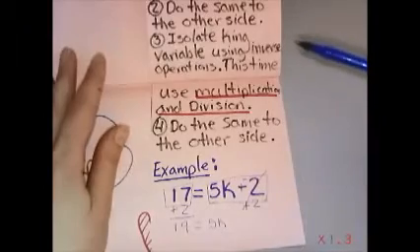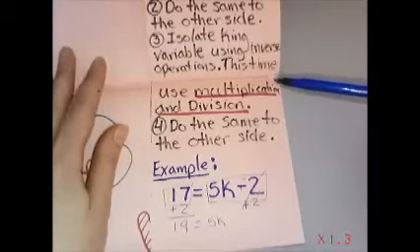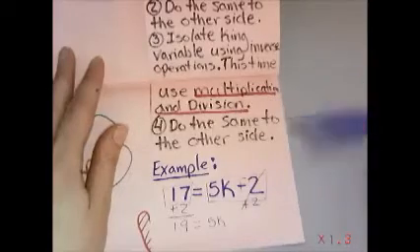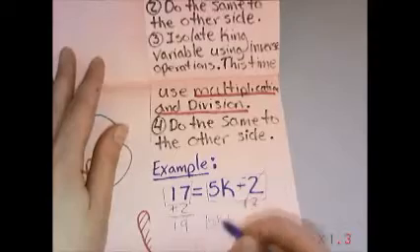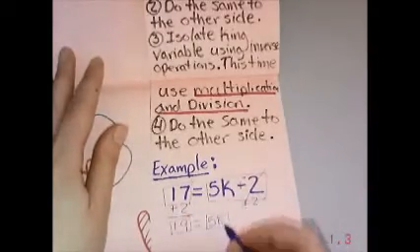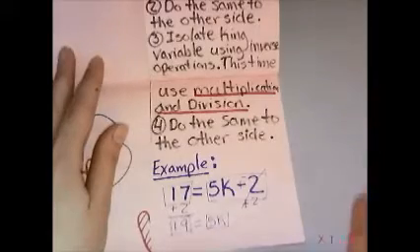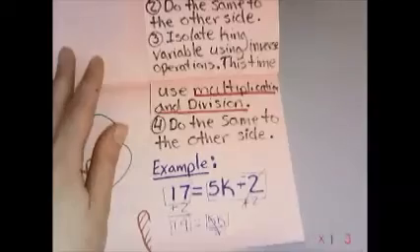Okay, now rule number 3 says isolate king variable using inverse operations. This time use multiplication and division. Okay, so where's king variable again? King variable's on the right side. So I'm going to isolate him. This is multiplication. The inverse is division. So I'm going to divide by 5, and that cancels out.